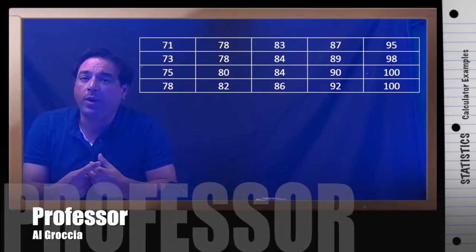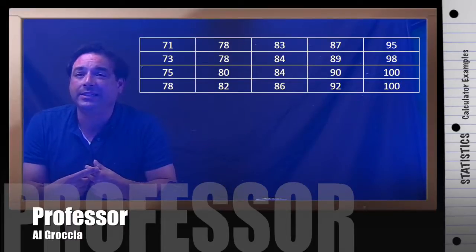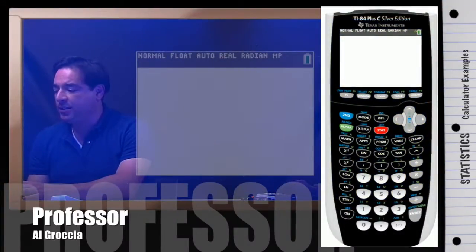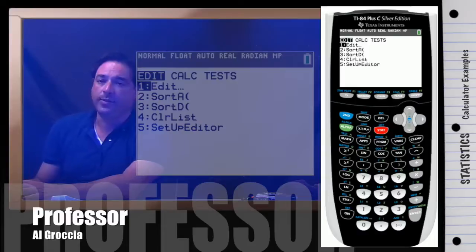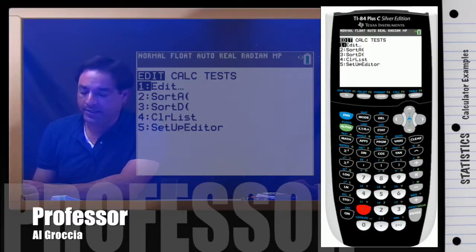Step one is we're going to take the data and put it in list one. We're going to press Stat, located on the top center. Then we're going to press number 1 for edit. And we're going to put our data in list 1. Make sure that there's nothing in list 1 by clearing your list or deleting the contents.